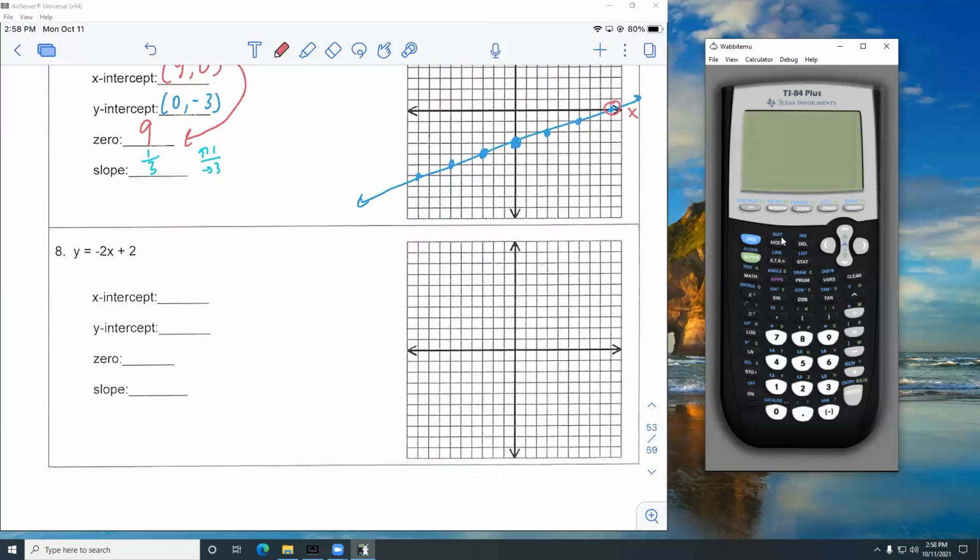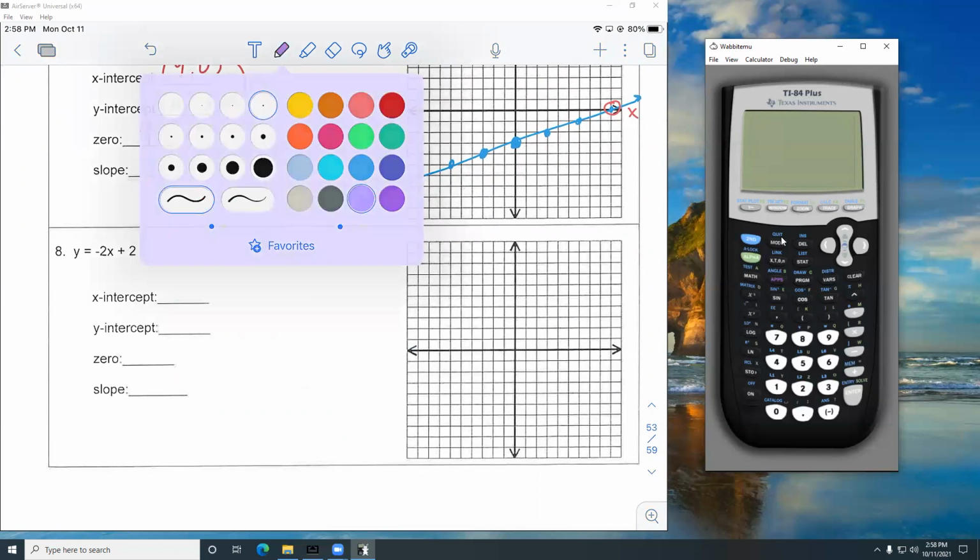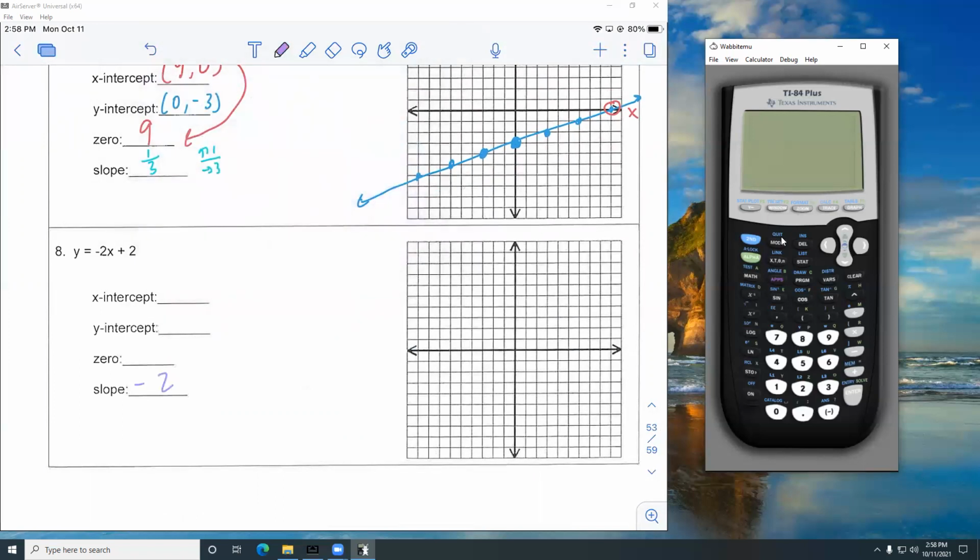All right, for number 8, this time my slope is -2. Remember guys, -2 is the same thing as -2 over 1. So I'm going down 2, right 1 each time. And my y-intercept is +2. So that's going to be at the point (0, 2).